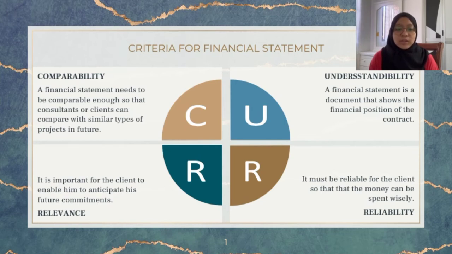The third one is reliability. A financial statement must be a reliable document to every party. It is normally prepared by quantity surveyors during the construction stage of a project, since they are considered as an efficient cost controlling tool. As we know, cost control is important to ensure that the construction costs will not exceed the budget. Hence, it must be reliable for the client so that the money can be spent wisely.